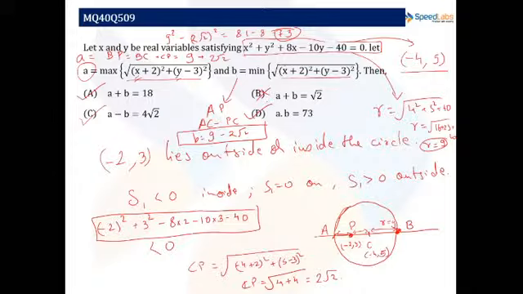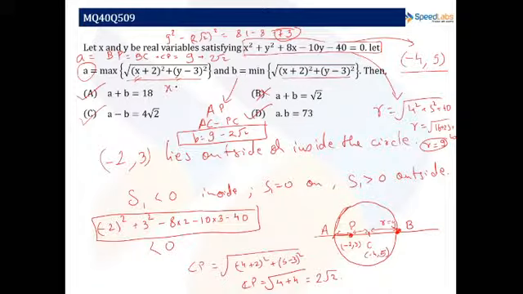Okay. What we have to do in this question is, we are having x and y as real variables which are satisfying the condition x square plus y square plus 8x minus 10y minus 40 equals to 0. That means these two points x and y lie on the circumference of this circle. Now we are given that we are having some value a, which is the maximum value of under the root x plus 2 whole square plus y minus 3 whole square.